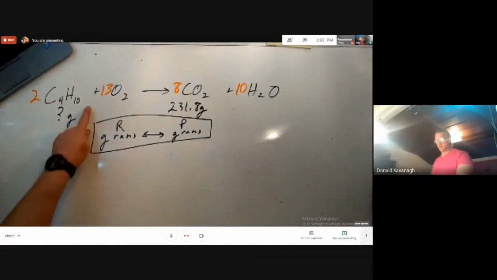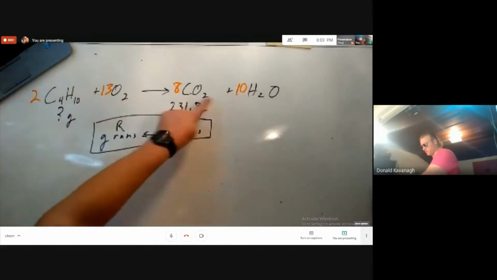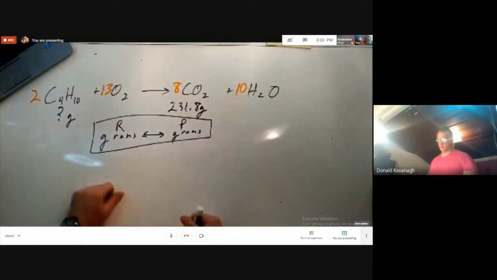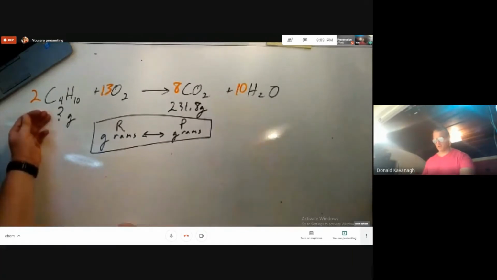The balanced chemical reaction of the combustion of butane to produce CO2 and H2O. This question is about conservation of mass and energy sort of deal. If 231.8 grams of CO2 were produced, how many grams of butane must have been consumed?